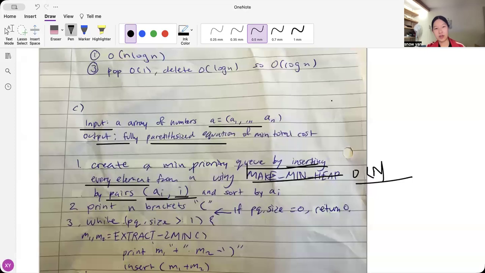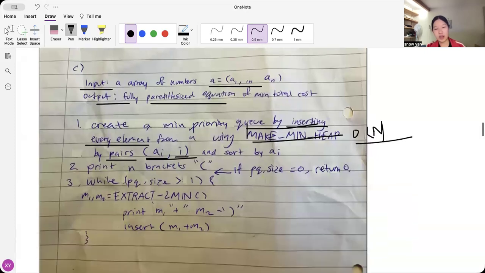So every time I'm going to have the brackets first, then I'm going to check if pq.size is equal to 0, then return 0. The idea is that if it's empty, there's not much I can do, so I just return 0 and nothing happens. In the case that pq.size is greater than 1, what I would do is first take m1 and m2 by calling extract min. So I'm going to get my two minimums, and then take them out from the priority queue.